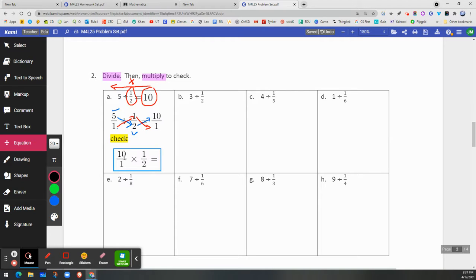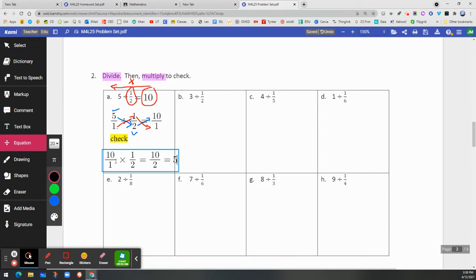Numerator times numerator. So what is 10 times 1? That will equal 10. What is 1 times 2? That will equal 2. And when you have a situation like this, 10 divided by 2, everybody knows what 10 divided by 2 is. I hope everybody knows. Let me just say enter and equal. So 10 divided by 2 equals 5.